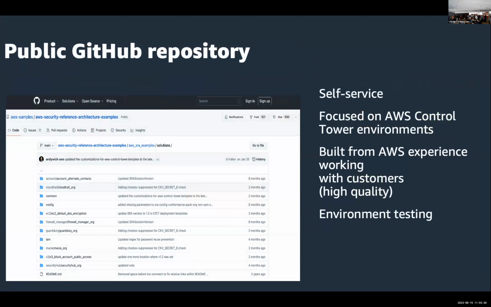And this is how the repo looks. It's meant to be self-service. Since we open sourced it, it's already very well explained. You can just go ahead, read what you already have in there, follow the deployment instructions, and you should be good to go. As I mentioned earlier, it's built from our own experience. So this is actually what we use to deploy for other customers. So it's meant to be high quality with decent testing in place.